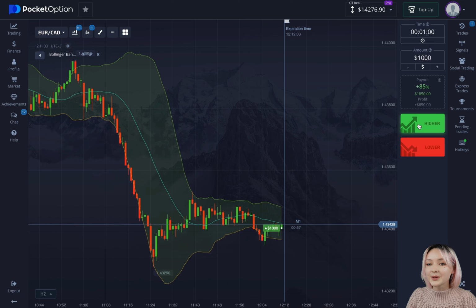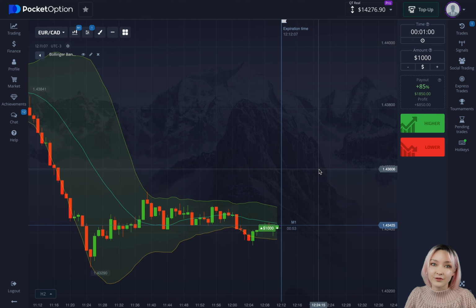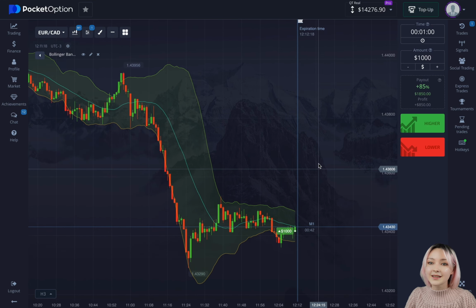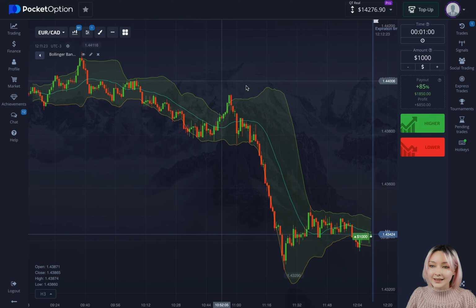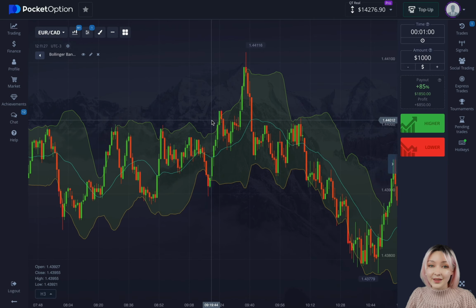So the third rule is quite obvious and corny, but barely anyone applies it for some reason, and that is always check how your strategy worked previously within a certain asset. It's a pretty obvious but effective tool. Your main analysis tool is the history. You can see the entire asset history on the market.